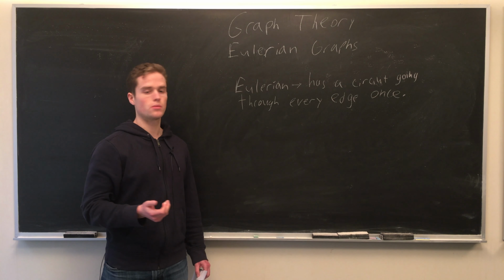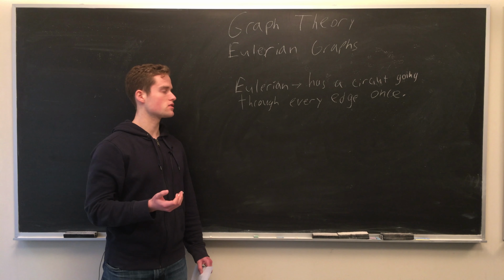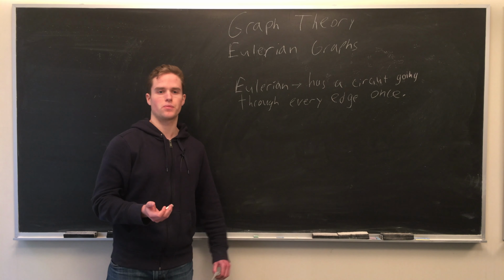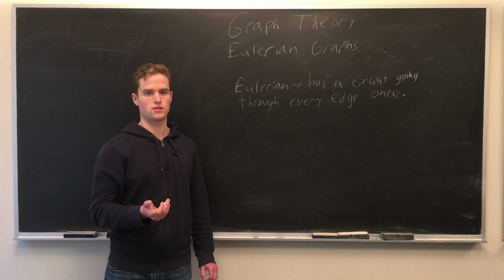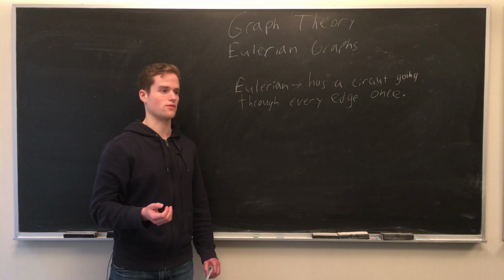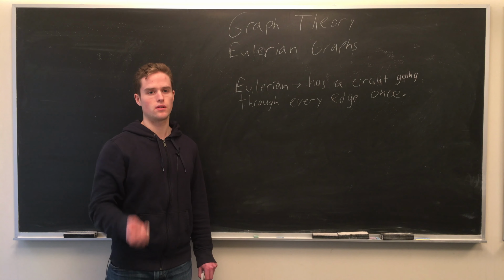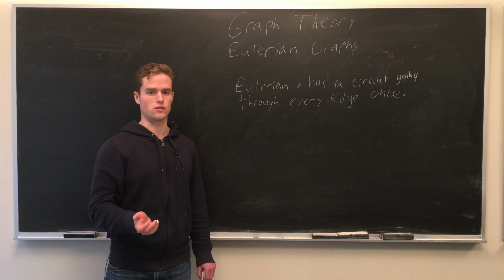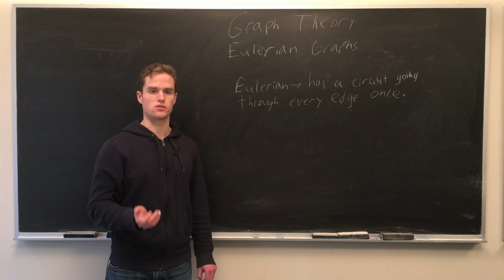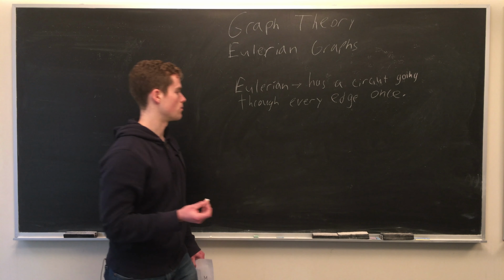Now, we also know from our previous theorem that we have to have an even number of odd vertices, so we can have 0, 2, 4, 6, etc. odd vertices. So assume we have at least two odd vertices, and at least 3 or more vertices in our graph.